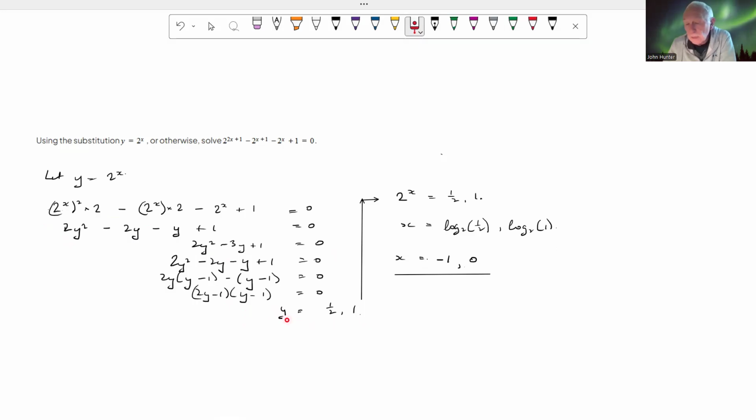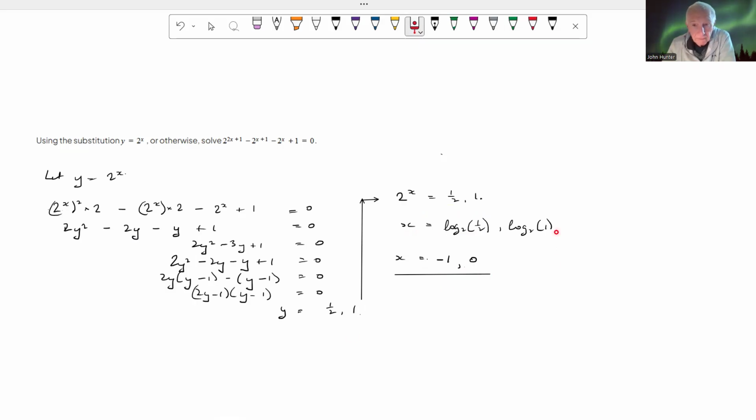Right, so that just means when we unsubstitute that 2 to the power of x is equal to a half or 1. And therefore, to solve that, we're going to find then log base 2 of each side of this equation. This is a set of options here, isn't it? Half or 1. So it's going to give us x equals log base 2 of a half or log base 2 of 1, and that is equivalent to x equals minus 1 or 0.